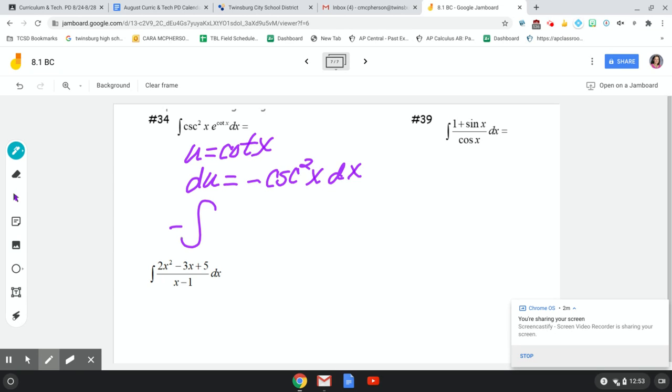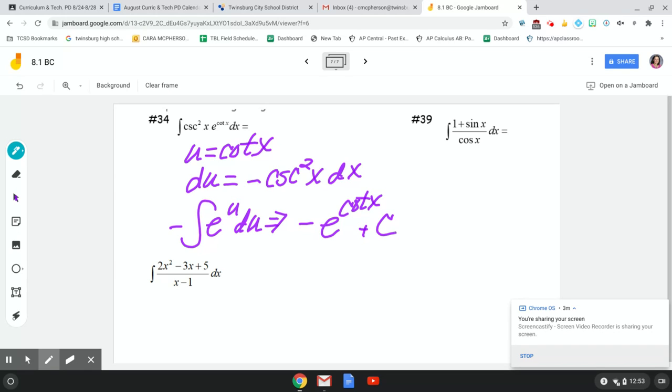Sometimes if you can't remember a derivative or you're trying to do a u and a du, look at what the problem has in it, and that'll usually give you a clue. You might forget the negative. That's the common mistake. So then the form, this is in the form e to the u. And the integral of e to the u is e to the u. So you end up with the negative adjustment and then the e to the cotangent x plus c.